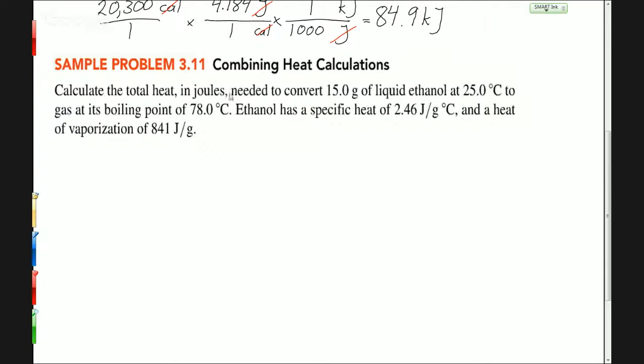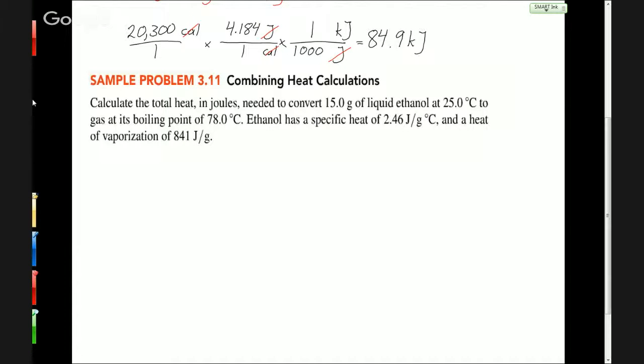Calculate the total heat in joules needed to convert 15 grams of liquid ethanol at 25 degrees C to gas at its boiling point of 78 degrees C. And then it tells you the specific heat of ethanol and the heat of vaporization of ethanol. Ethanol, or ethyl alcohol, is the traditional alcohol that we get from fermenting sugar. And that's what they're talking about here.